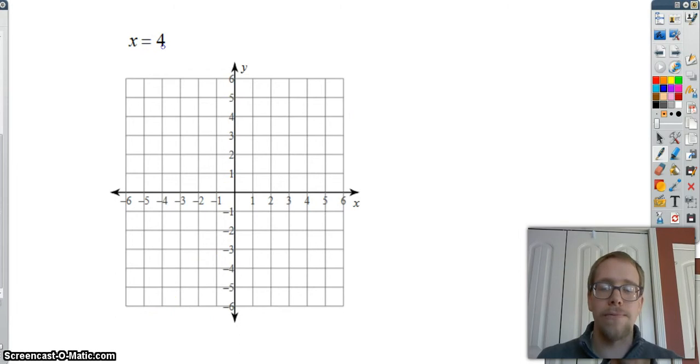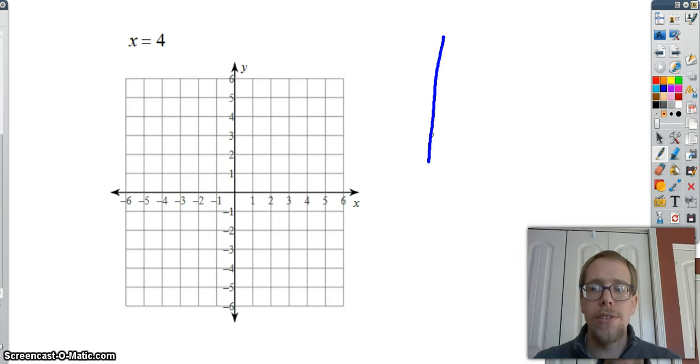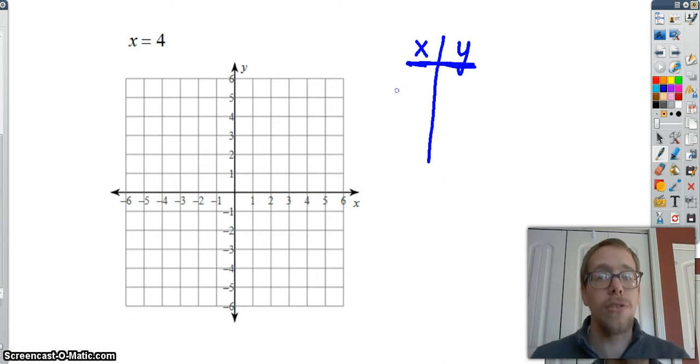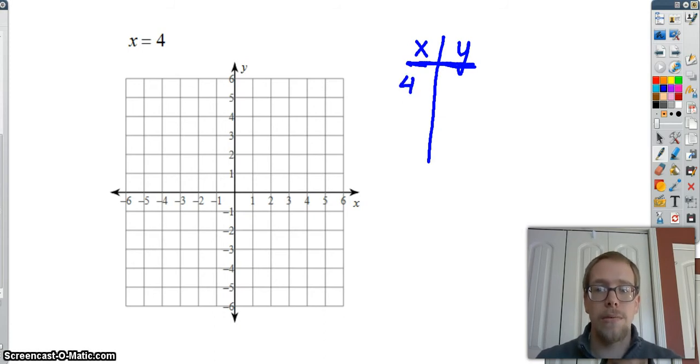Now, here's another one real quick that I want to look at. How about x equals 4? Notice this isn't a y equals, okay? This is just x equals 4. Well, think about it. No matter what we do, our input value is fixed. X is always equal to 4. I can't choose my input value in this case. X has to equal 4.